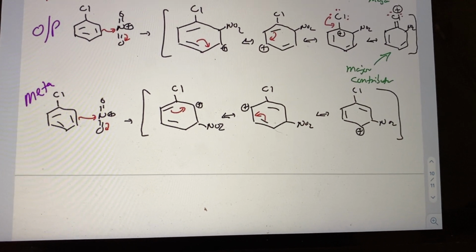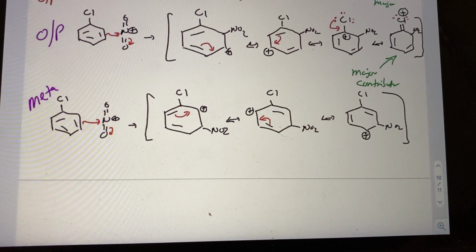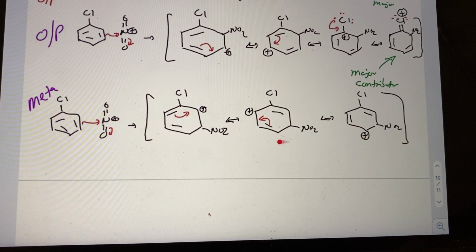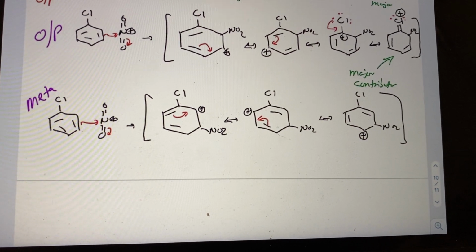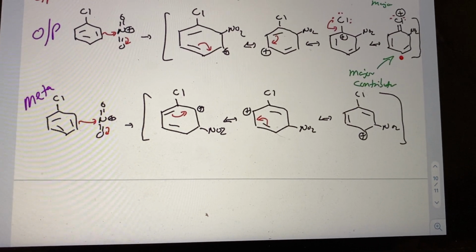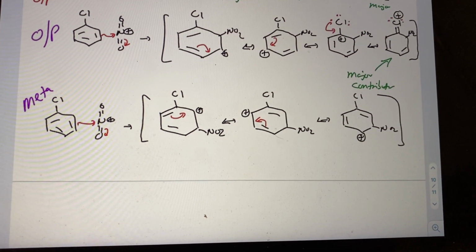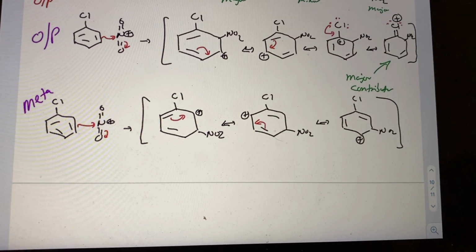And energetically, that's quite favorable. So you can't do that with the meta addition. So that'll make this intermediate higher in energy, so less favorable to form. But you can do that with ortho-para substitution. So those will be the major products. So it all comes down to the resonance stabilization.